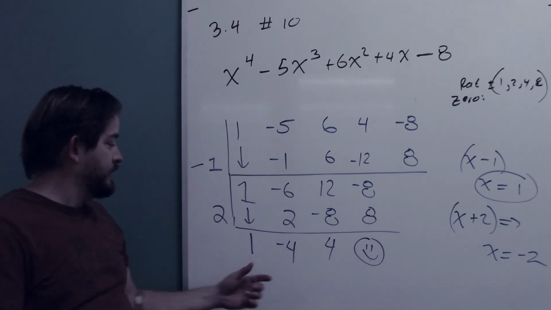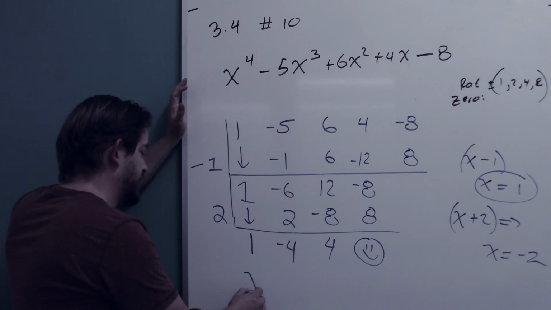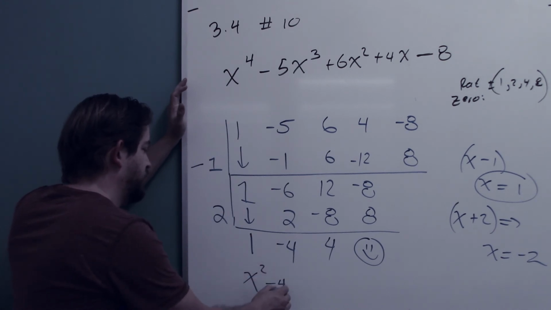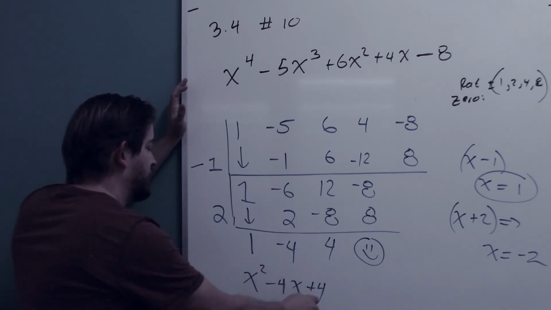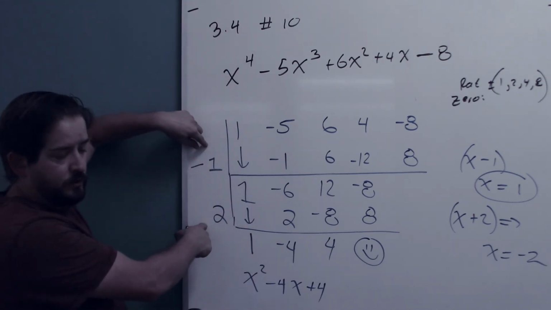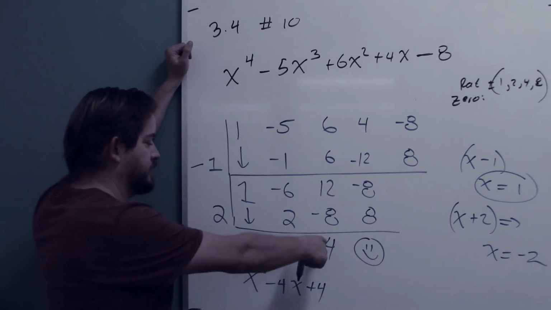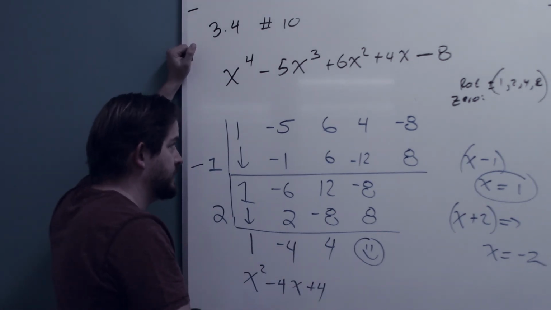And I'm going to stop here because this polynomial here becomes x squared minus 4x plus 4. I know it's squared because I started with fourth and I removed two of them, so I'm down to 2. So this first term is my x squared, and then I just reduce the power for each step.